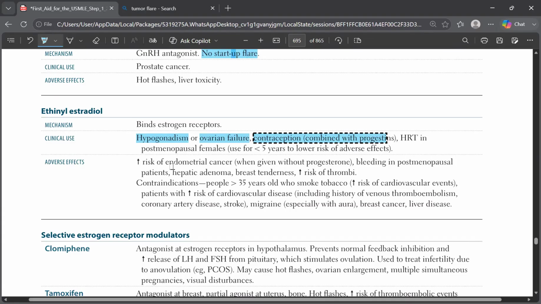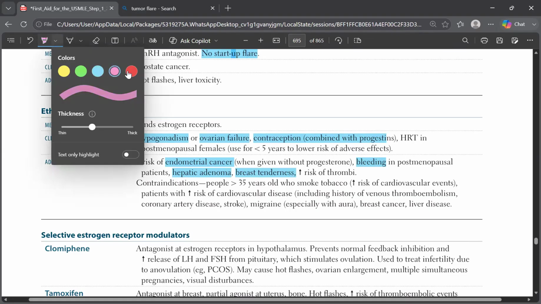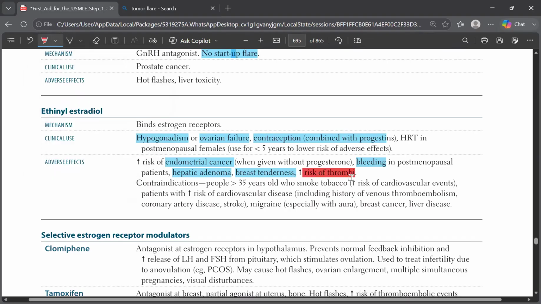The adverse effects are increased risk of endometrial cancer when given without progesterone. And there's also going to be bleeding in postmenopausal patients. There's going to be hepatic adenoma, breast tenderness because estrogen acts on the breast tissue, and there's going to be an increased risk of thrombi, which is a very important risk factor for estrogen because estrogen causes increased thromboembolic events.